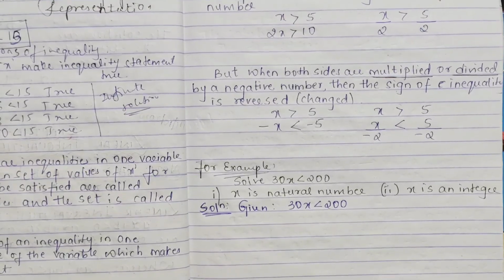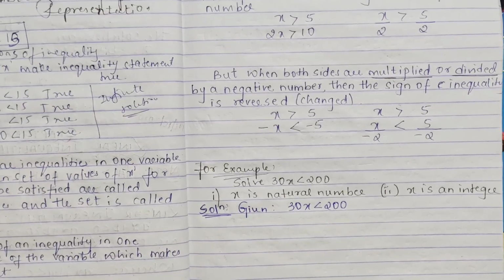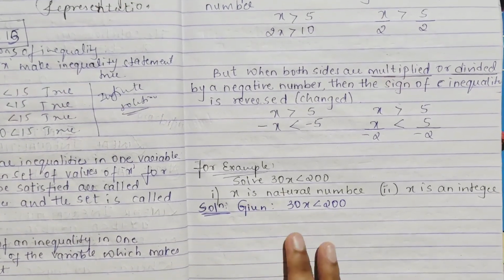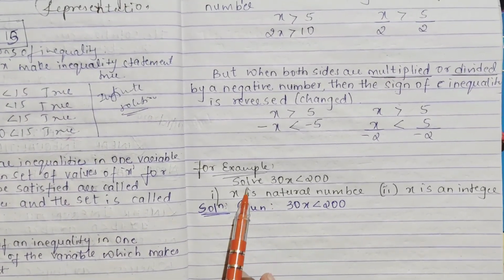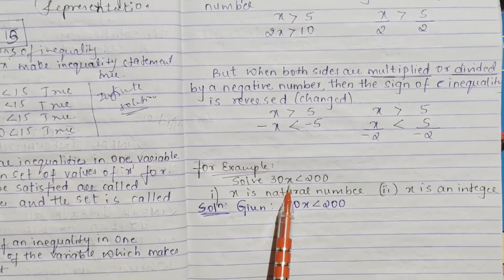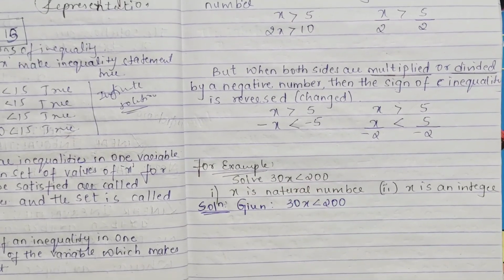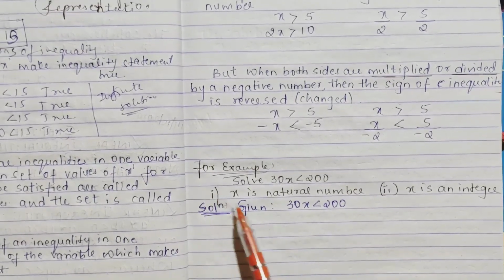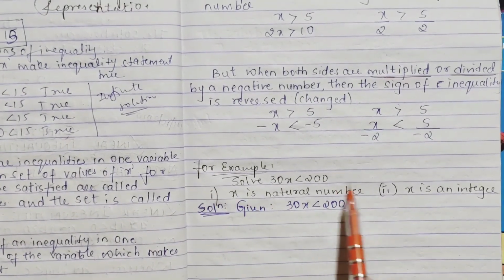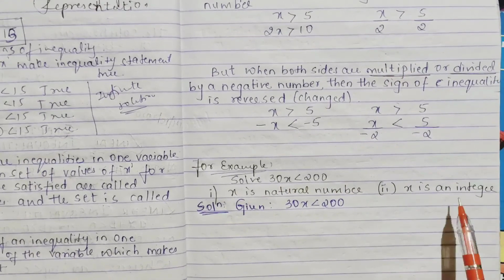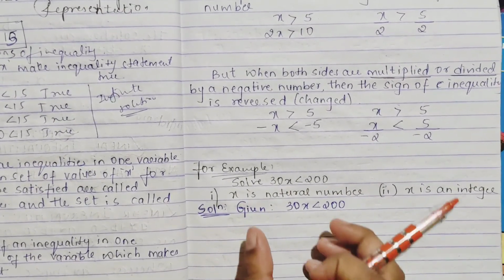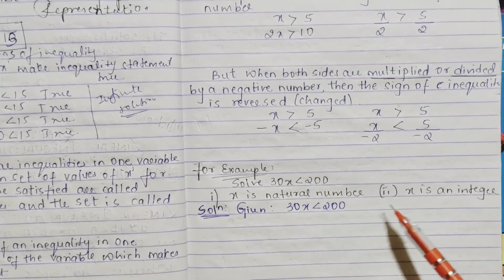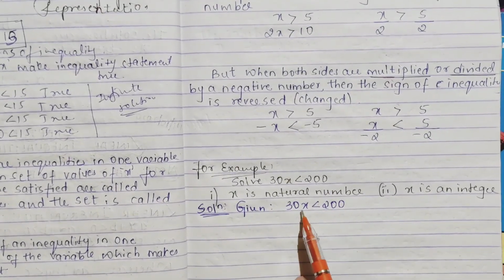So what we have studied, we will see in a few examples so that it will be understandable for you. The first example I have taken: solve 30x less than 200. After solving, they have said to show x when x is a natural number, and when x is an integer. You have to first solve this, and accordingly follow your conditions. So first we are solving it.